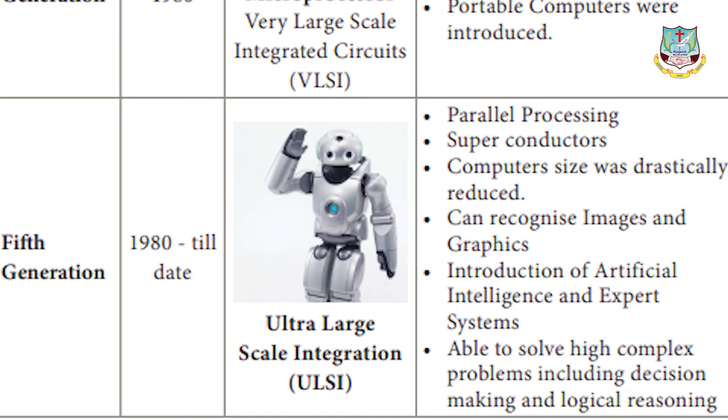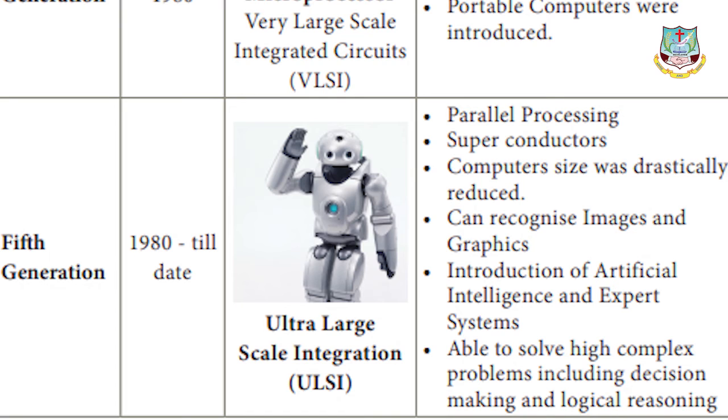These computers are able to solve highly complex problems, including decision making and logical reasoning. These are also fed into the computer, and that computer can make a decision, and it can do the logical reasoning process also in this fifth generation, that is 1980 till date.